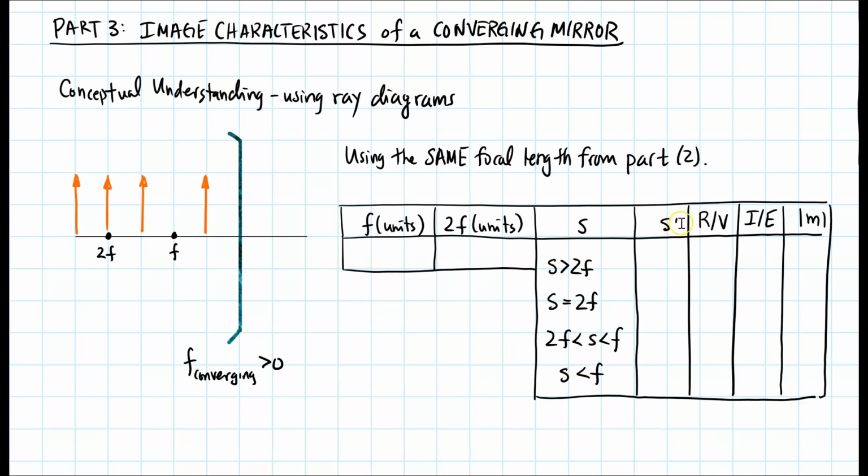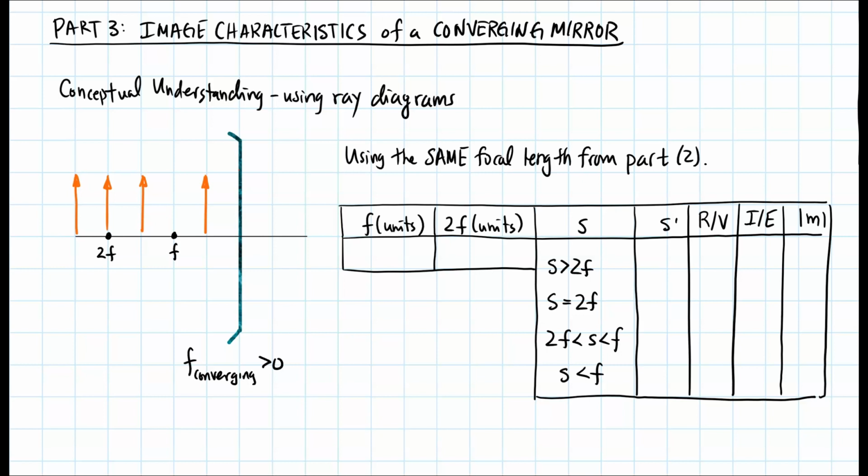That's what I mean by these. So when I answer the locations of S prime, I don't want numerical values. I want to know, is it inside of F? Is it between 2F and F? Is it outside of 2F? Is it behind the mirror? Those are the things I want you to write in this column right here. Then from your ray diagram, define whether it's real or virtual, inverted or erect, and tell me the magnitude. What do I mean by the magnitude? Smaller, same size, or larger. But remember, you need to draw the ray diagrams first.